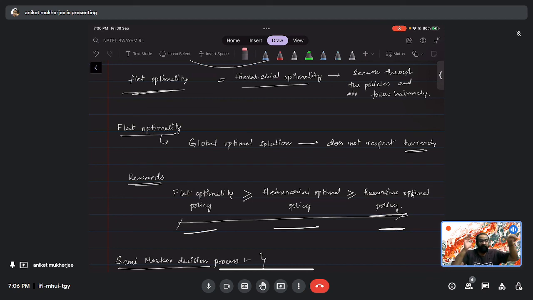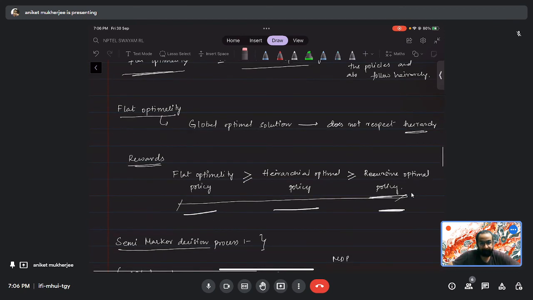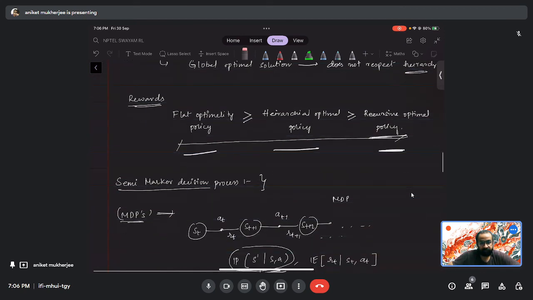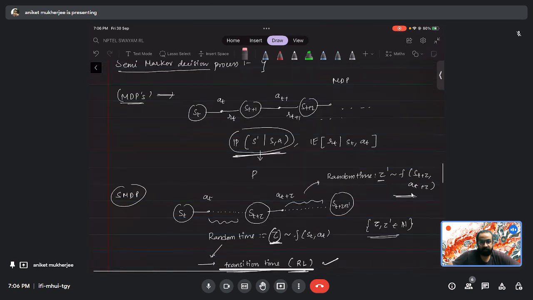But anything which is better than the recursive policy and satisfies your hierarchy is a hierarchical optimal policy. I hope you see that. Okay. Does it answer the question? Yes, it does. Okay. Any more doubts on similar?